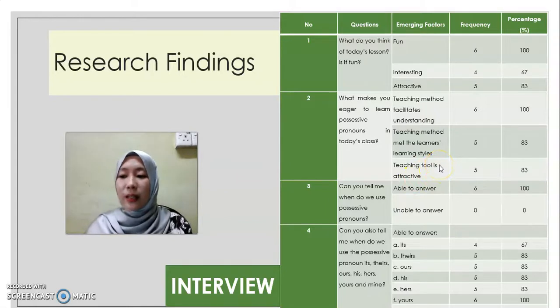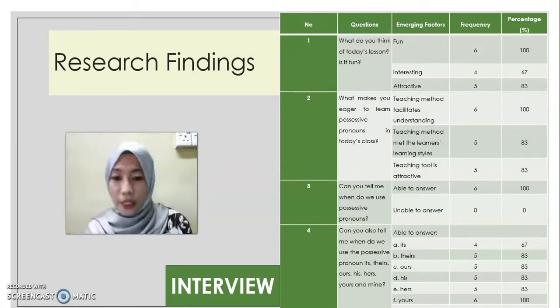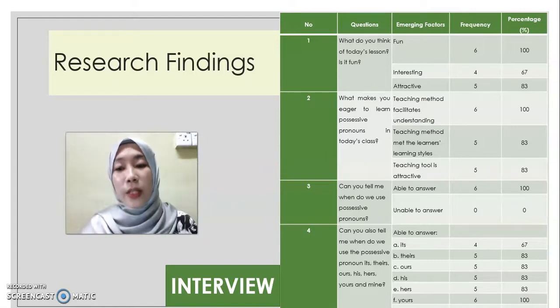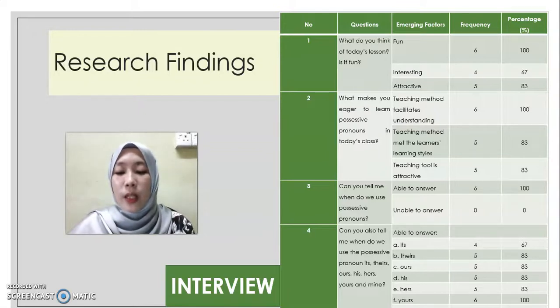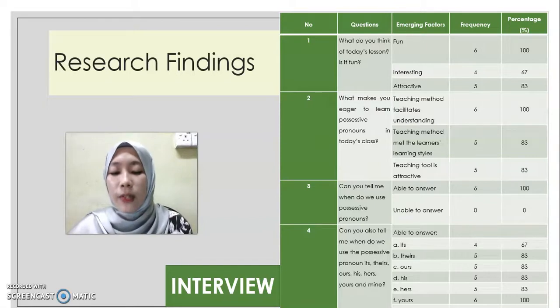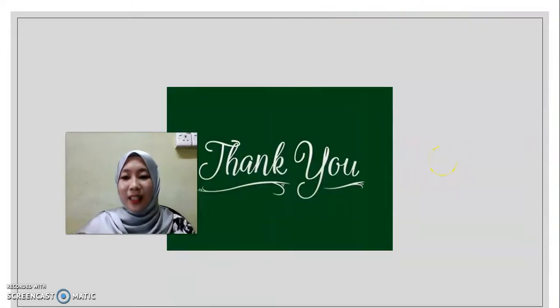So this suggests that the intervention used, such as video, song, quiz, and pictures, included elements that the pupils regarded as fun learning, and at the same time facilitated their understanding of the concept of possessive pronouns. I believe that this has resulted in them being more focused on the lesson and helped them understand the rules of possessive pronouns better. That's all from me.